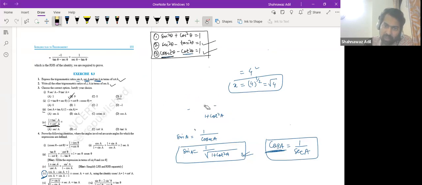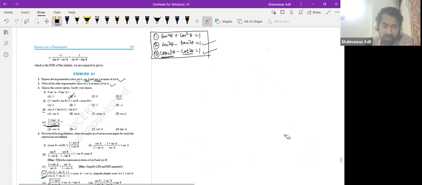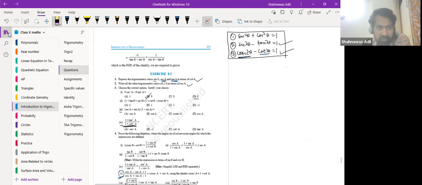But in pre-boards, how many chapters will come? All the chapters. We are currently doing this thing. So how many chapters remaining? Trigonometry, then there are like 4 new chapters. Triangles, probability we have done, circles, applications, area related to circles, and surface areas and volumes.